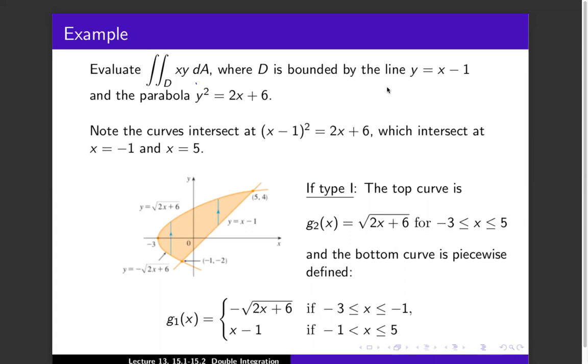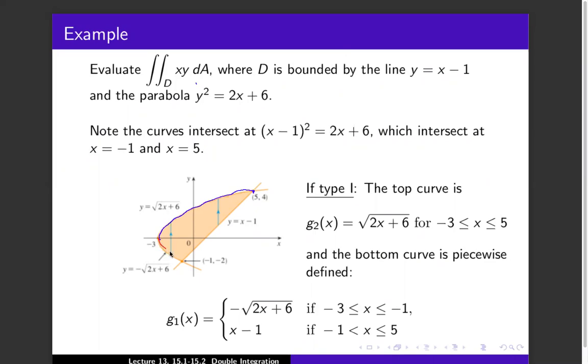If you draw your vertical line segment, you'll find that it always is inside of this region. So it is a type 1 region. The top curve is this guy up here, right? That is the top curve. You can think about that as this piece of the parabola. g2 is the square root of 2x plus 6.